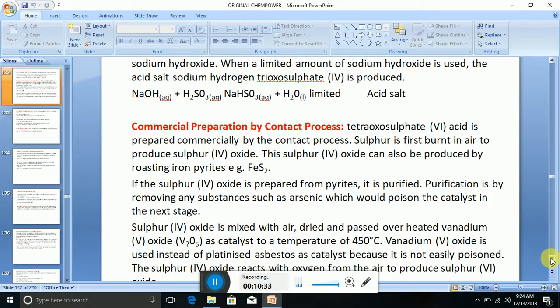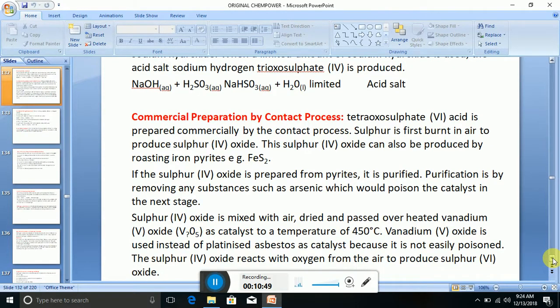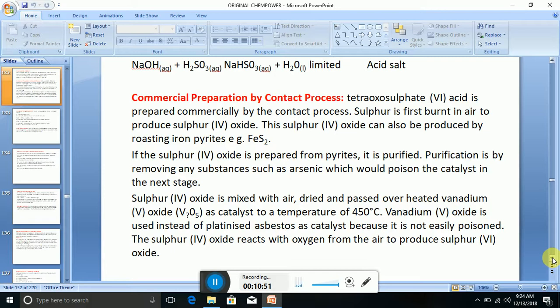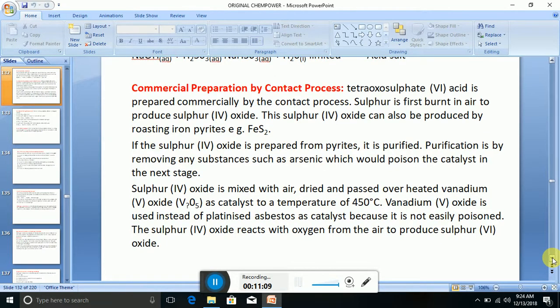Sulfur(IV) oxide is mixed with air, dried, and passed over heated vanadium(V) oxide, V2O5, as catalyst at a temperature of 450 degrees Celsius. Vanadium(V) oxide is used instead of platinized asbestos as catalyst because it is not easily poisoned. The sulfur(IV) oxide reacts with oxygen from the air to produce sulfur(VI) oxide.